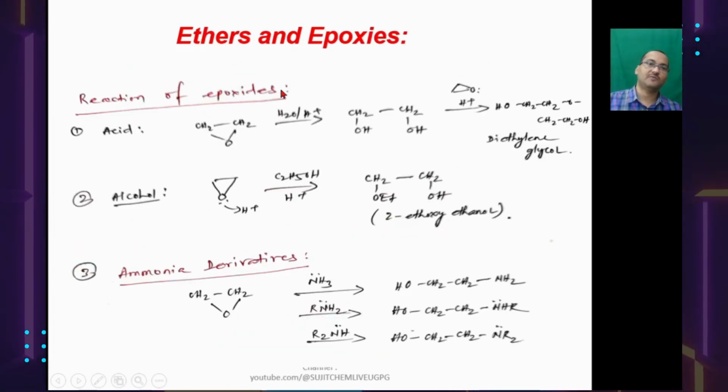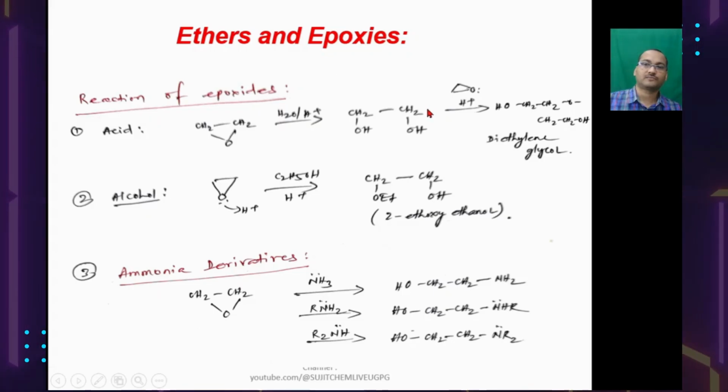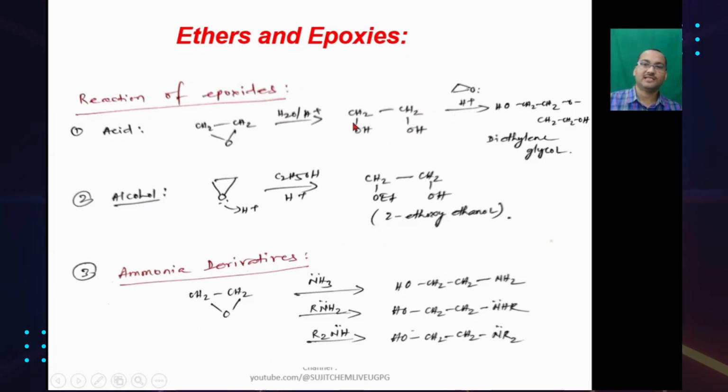And reactions of epoxides. These epoxides can react with acid, so it can give rise to ethylene glycol. Similarly, this ethylene glycol can react with another equivalent of ethylene oxide and acid. So it will give you diethylene glycol.